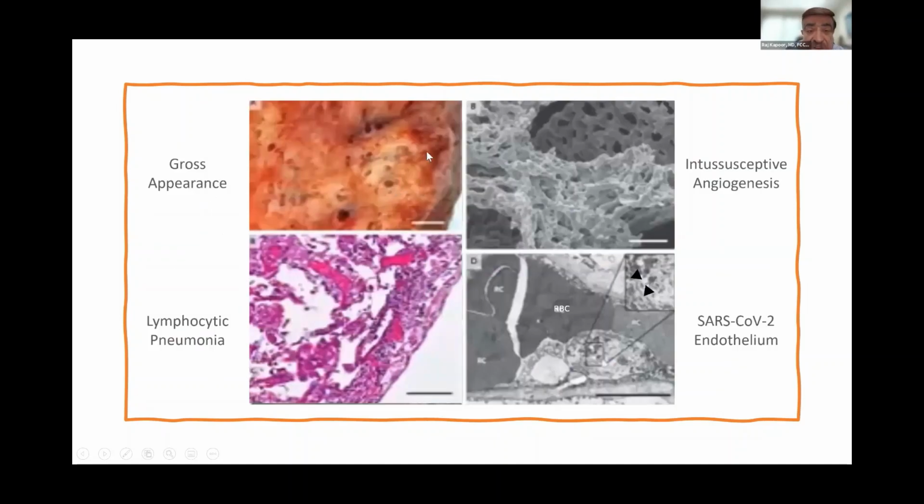This is the gross appearance of the lung, and this is the lymphocytic pneumonia which people get. Tremendous lymphocytic infiltration in the lung. And this is the electron microscopy of the lung in COVID-19, which is showing there's intussusceptive angiogenesis, vascular formation. And then there is a virus which has been localized in the endothelial cell of the lung.